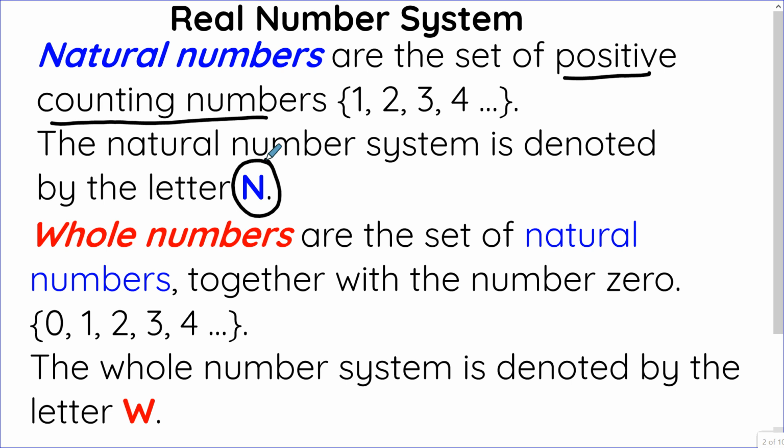Then we learned about this number 0, and adding 0 to the natural numbers created another number system called whole numbers. Whole numbers are the set of natural numbers plus the number 0. So that's 0, 1, 2, 3, 4. But again, no negatives, no fractions, no decimals. We denote whole numbers with the letter W.